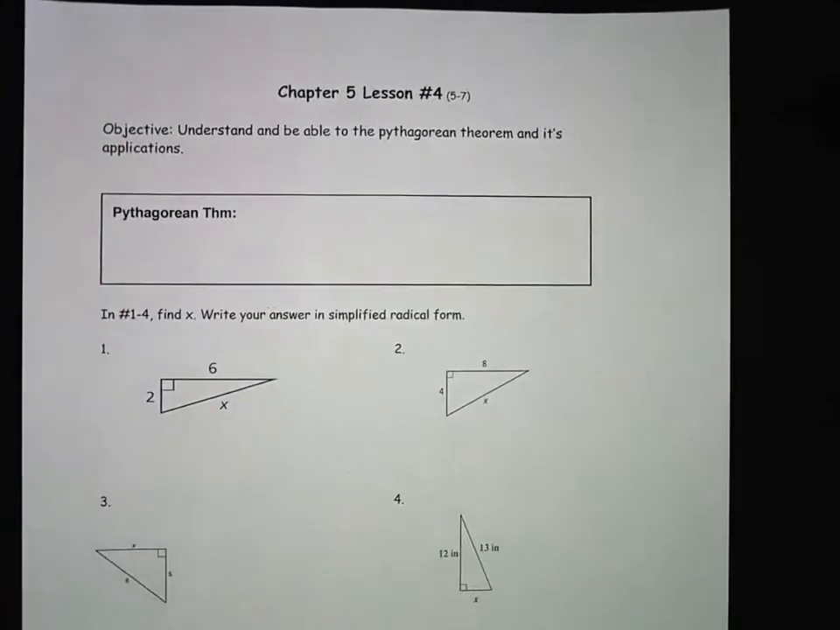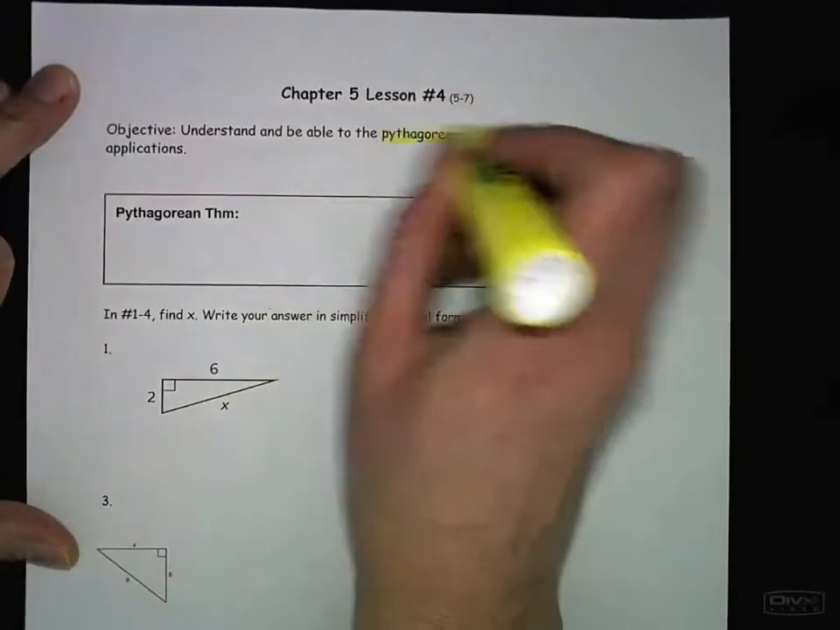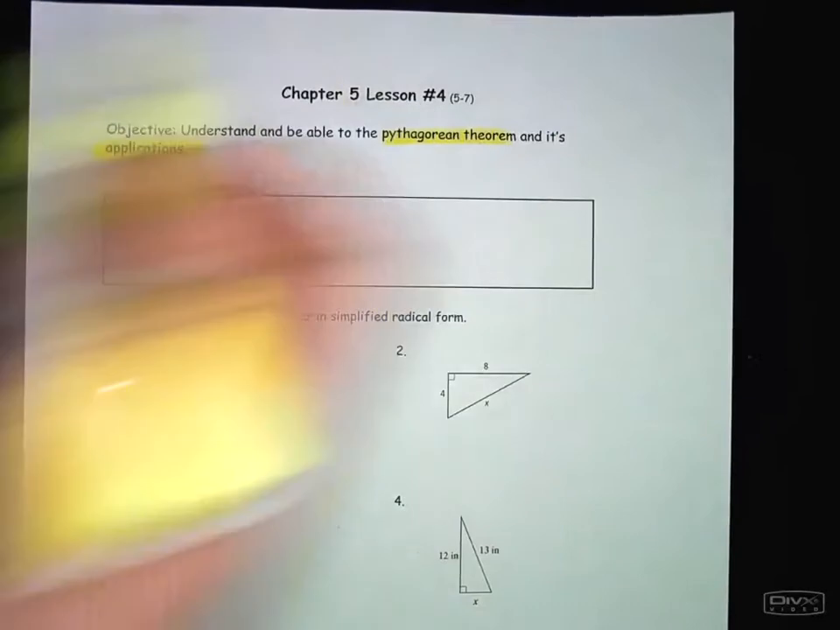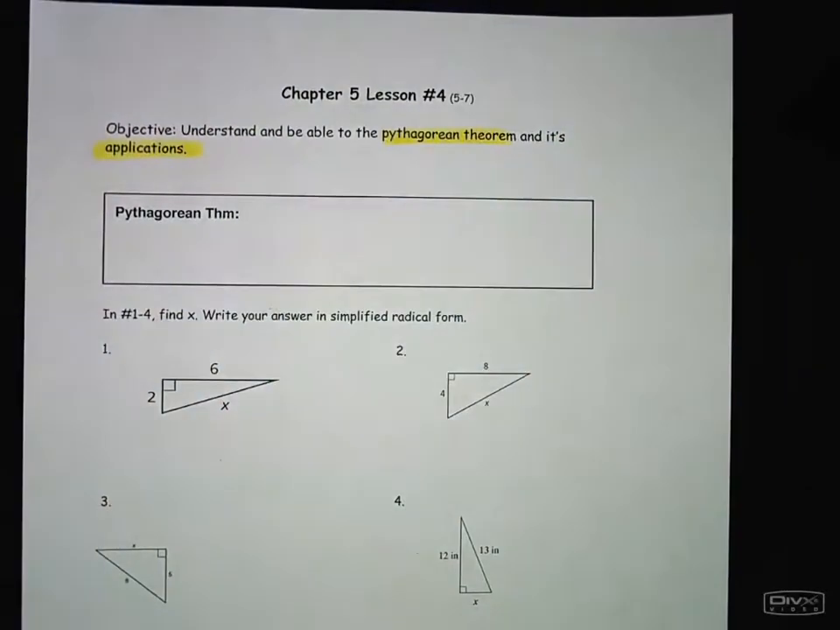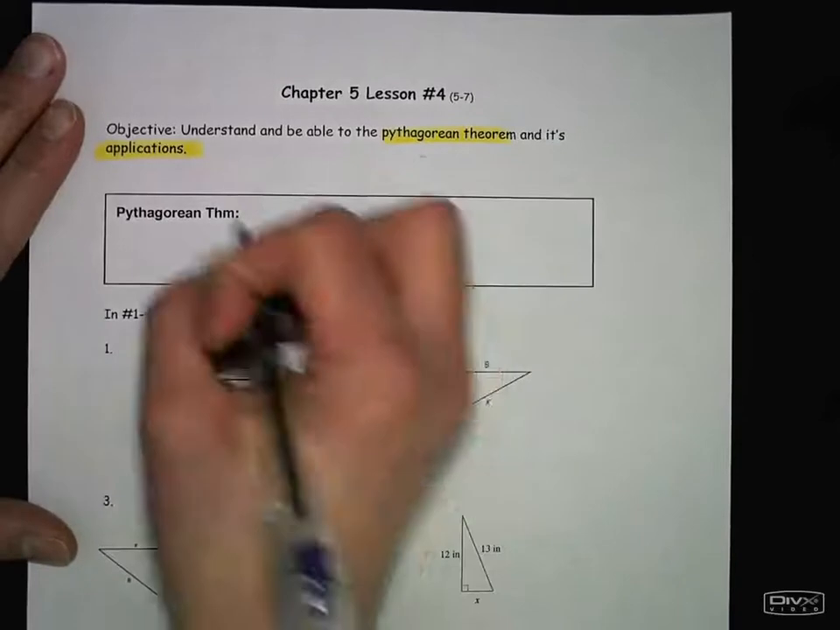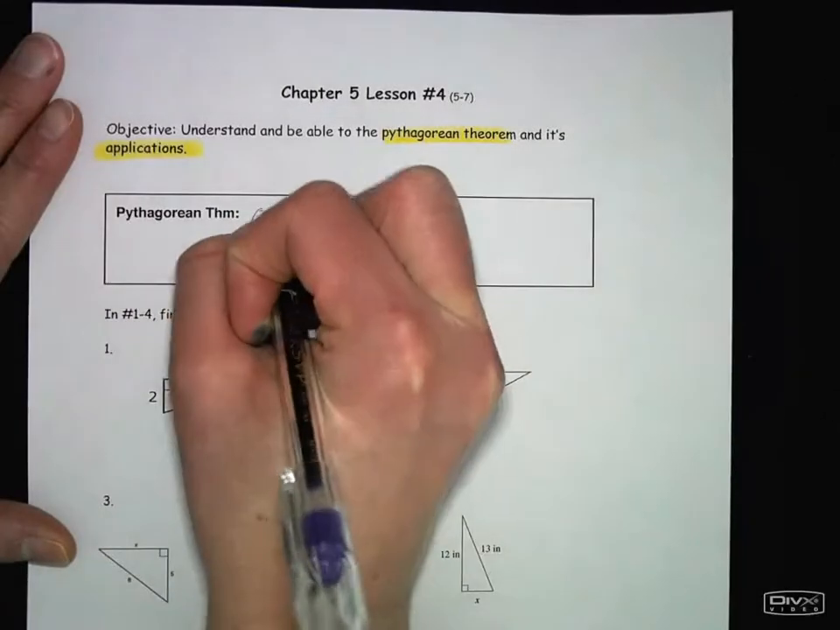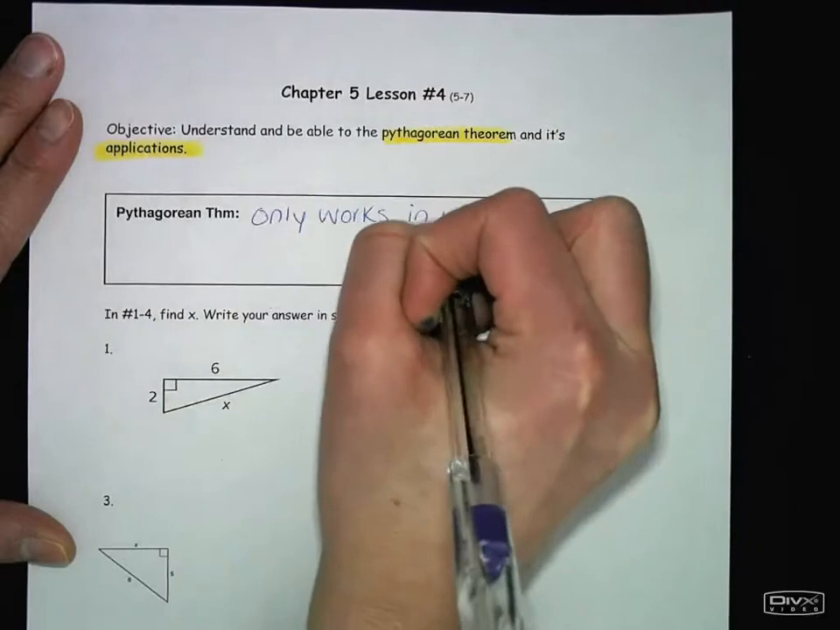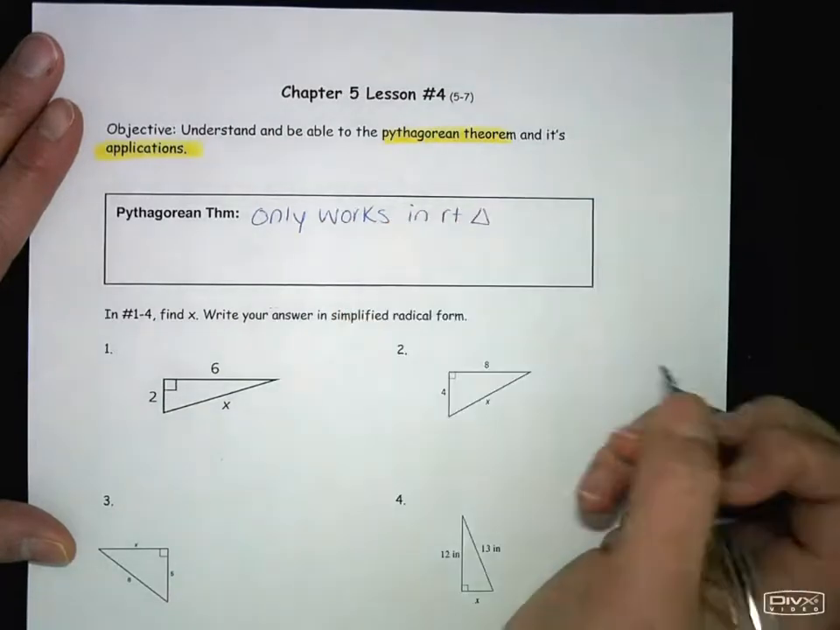Lesson 5.4. If you notice the topic, it's called the Pythagorean theorem, which you have all done before, but it also says in its applications. So there is a little bit more, but the Pythagorean theorem should hopefully be a review for you. The Pythagorean theorem, I hope everybody remembers, only works in a right triangle. So if it's not a right triangle, it's not going to work.